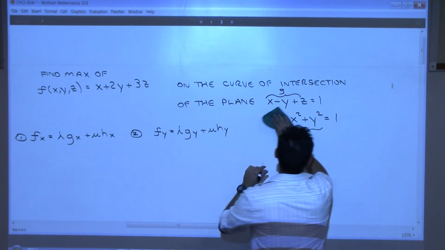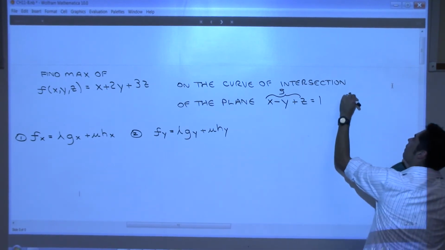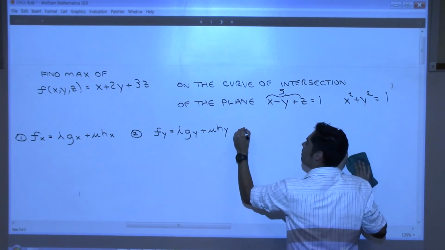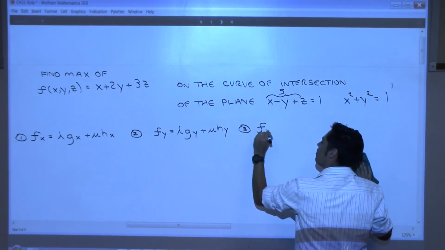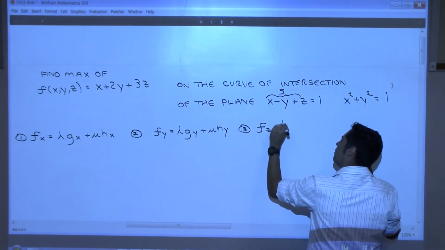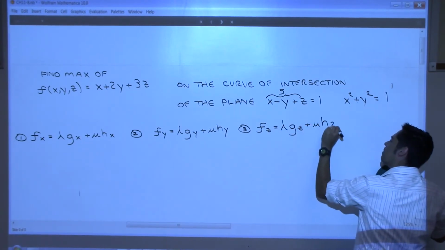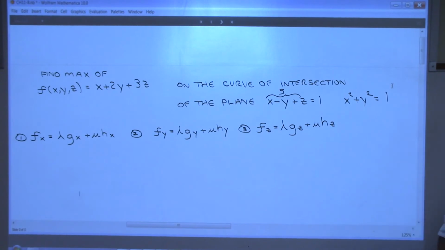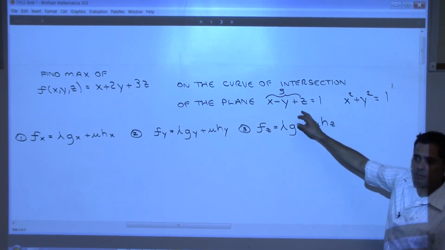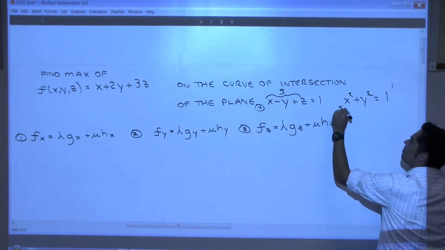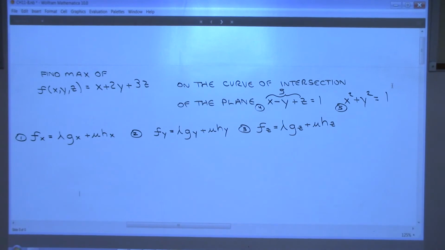Okay, third equation: the partial of f with respect to z equals lambda times the partial of g with respect to z, plus mu times the partial of h with respect to z. What's the fourth and fifth equation? The constraints, right? So I'll say that this one right here is 4, and this is 5. We okay with that?